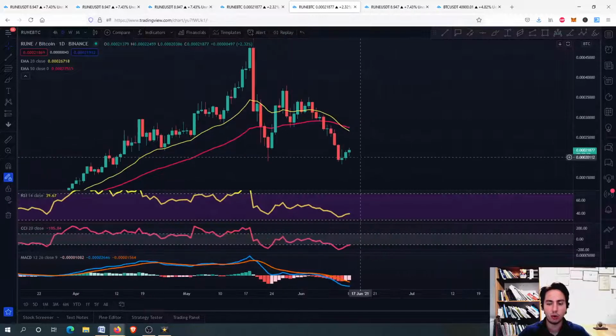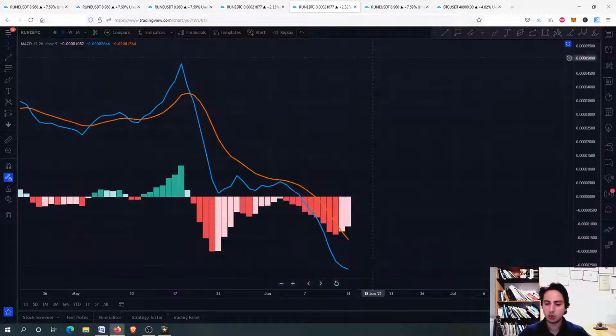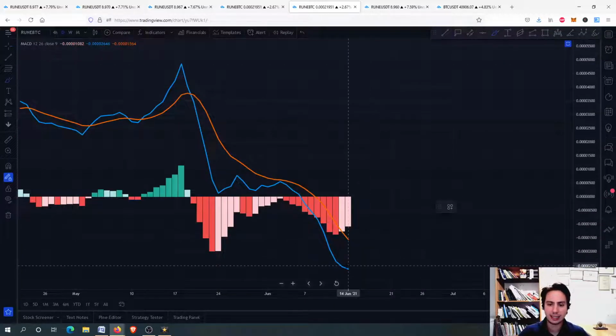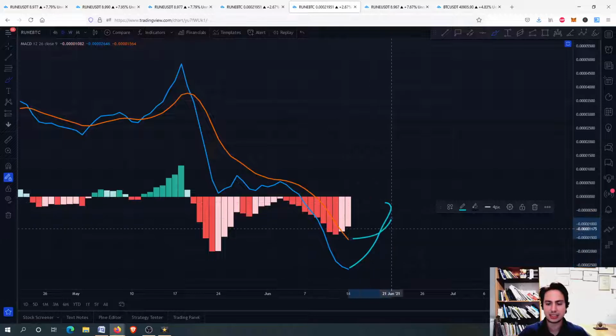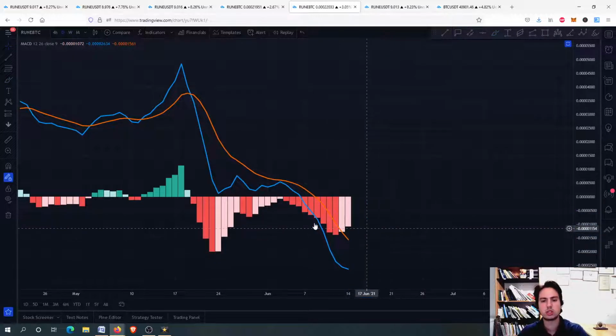although we are having the 50-day EMA and the 20-day EMA crossing each other. This is very bearish, we should be careful. The MACD doesn't look good. However, if we see a bullish recross here between the signal line and the blue line, it will be very good. We want to see that, of course.